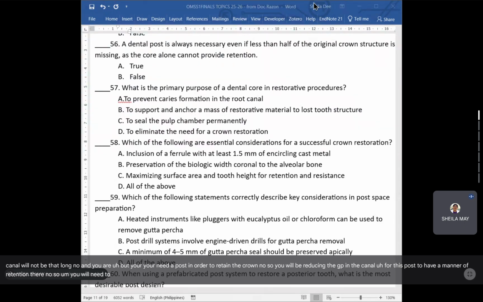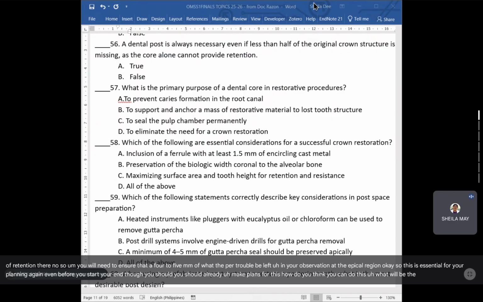So you will need to ensure that 4 to 5 mm of gutta percha will be left in your obturation at the apical region. Okay, so this is essential for your planning. Again, even before you start your endo, you should already make plans for this. Now, do you think you can do this?